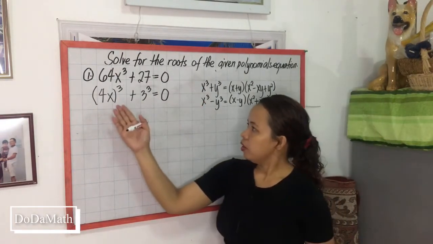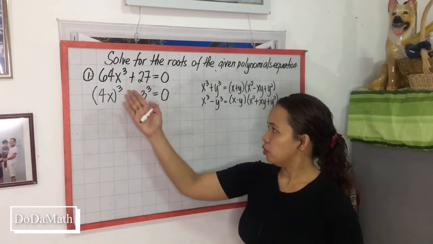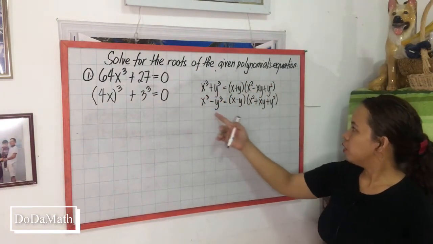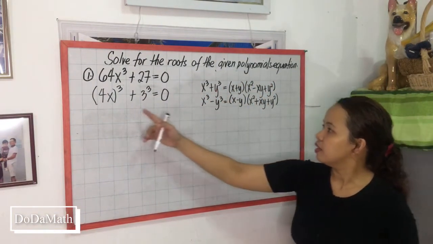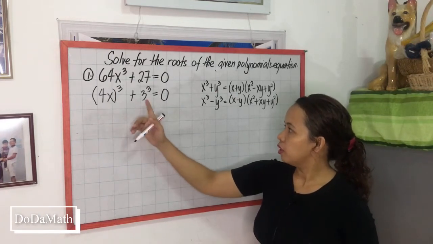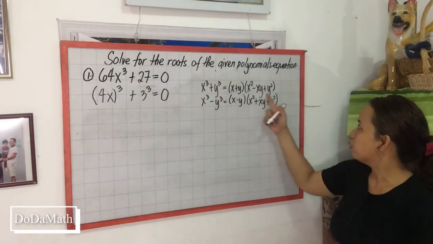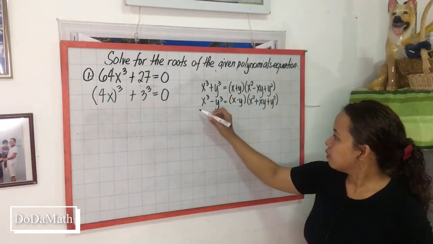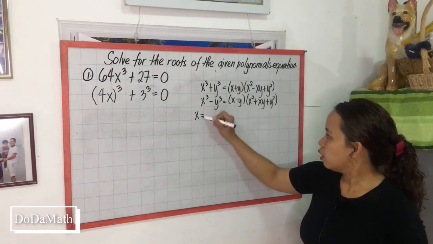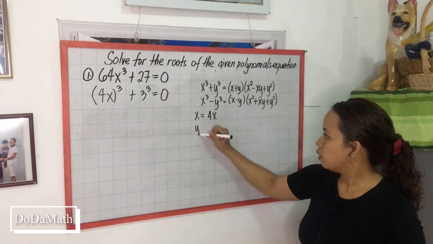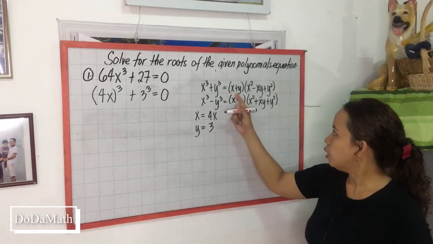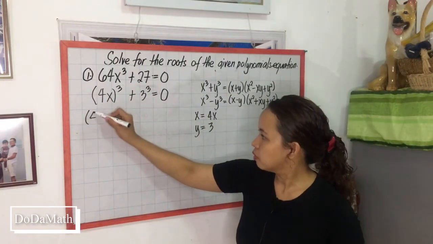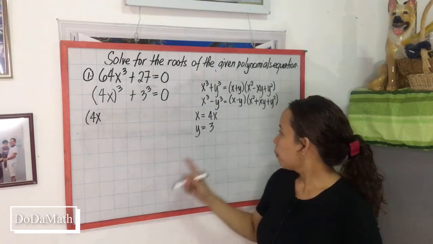Since na-rewrite na natin yung equation into this form, we can now select a formula here. Which formula we're going to use? The first one, since it's plus, so we have a cube here and a cube here. So we will use the first formula. We can just say that our x is equal to 4x and our y is equal to 3. Then following the formula, x plus y. So x is 4x and then plus 3.